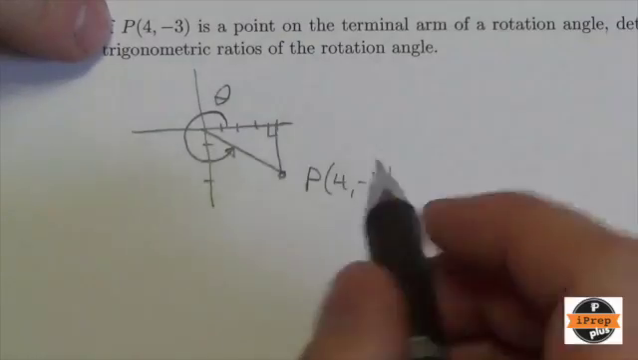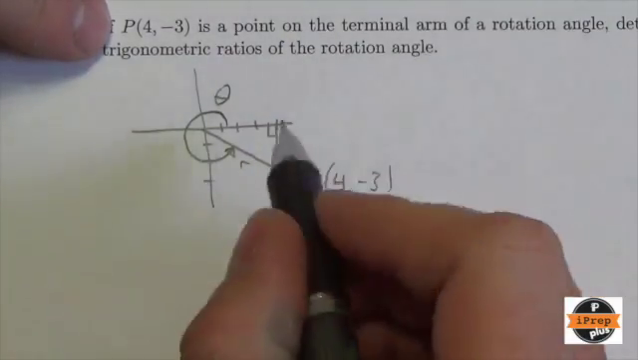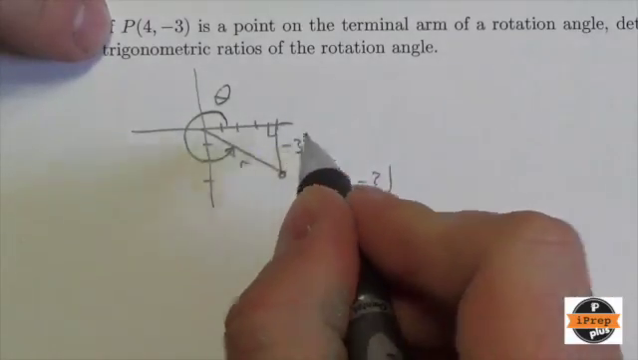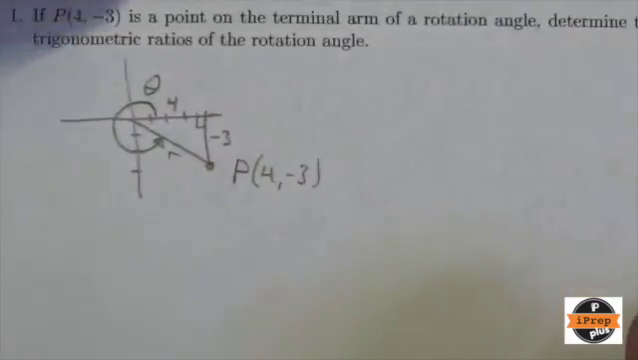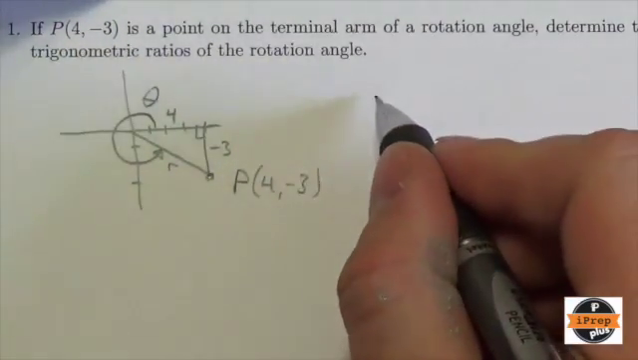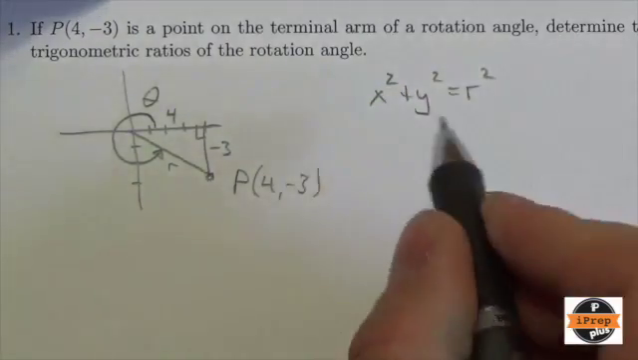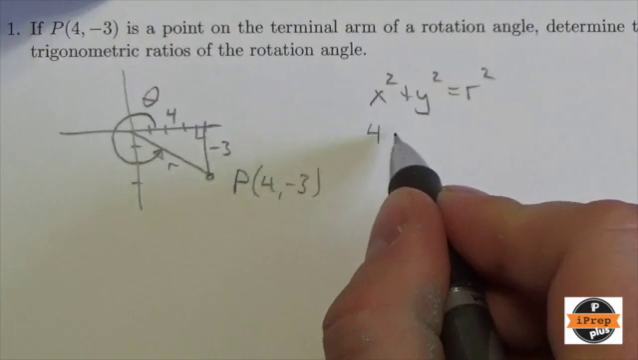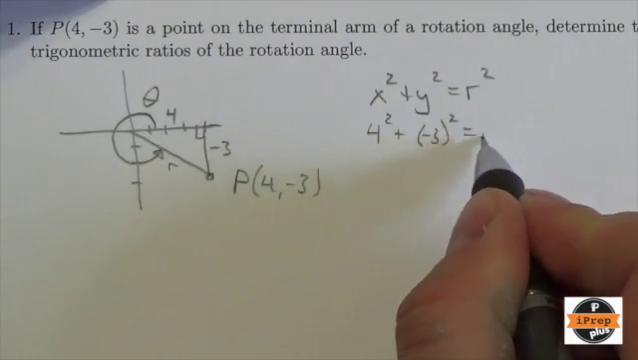So now what we've got to do is figure out what the value of our hypotenuse is. We know that this length right here is going to be -3, and we know that this is going to be +4. So let's just enter that in. Okay, one of the defining relationships between the coordinates of that point on a terminal arm is the Pythagorean theorem. So in this case we know that x is 4, and y is -3, and x squared plus y squared is equal to r squared.